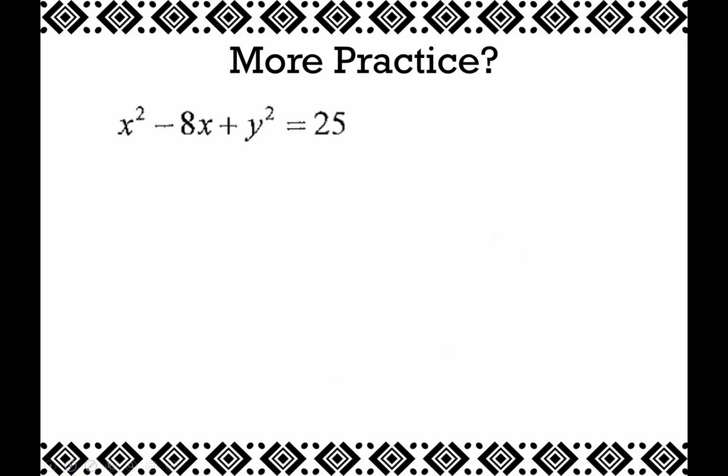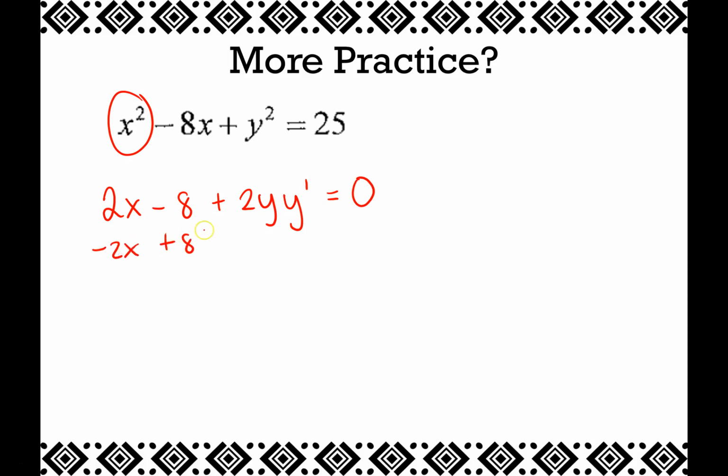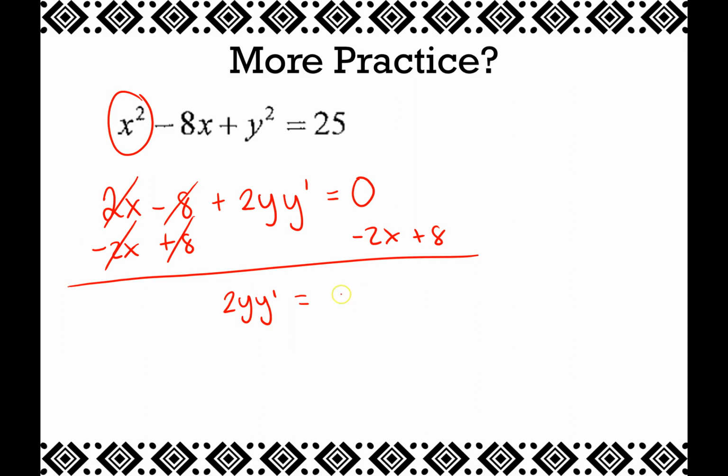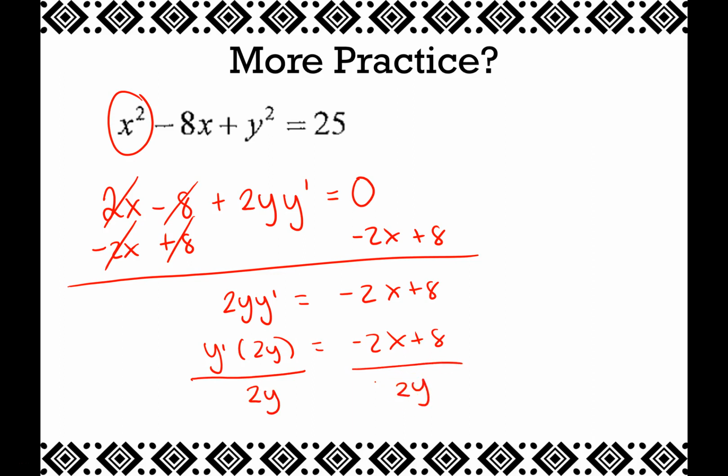All right, let's do another one. Derivative of x squared is 2x minus 8 plus 2y, and then I've got to add on my y prime, equals 0. Let's get everything else on the other side. Gone, gone, gone, gone. 2y y prime equals minus 2x plus 8. Pull out a y prime, I get 2y. Divide by 2y. Cancels. And I'm left with y prime equals negative 2x plus 8 all over 2y.